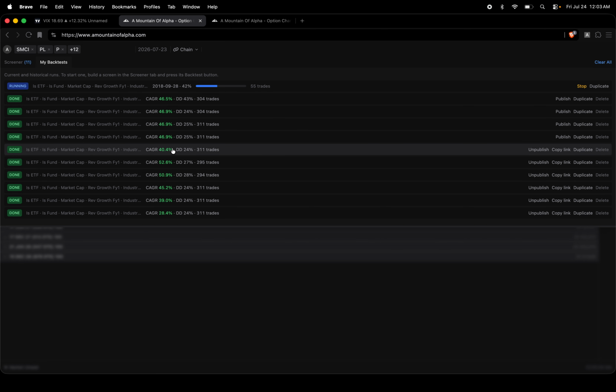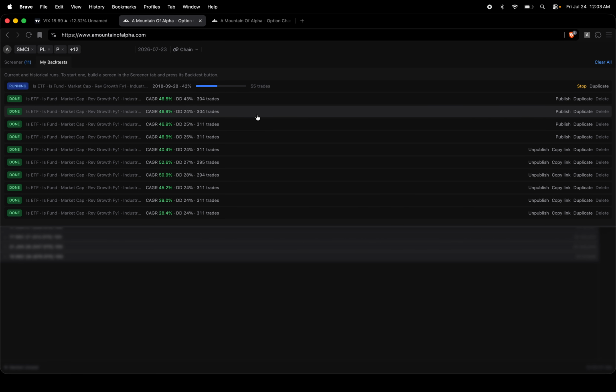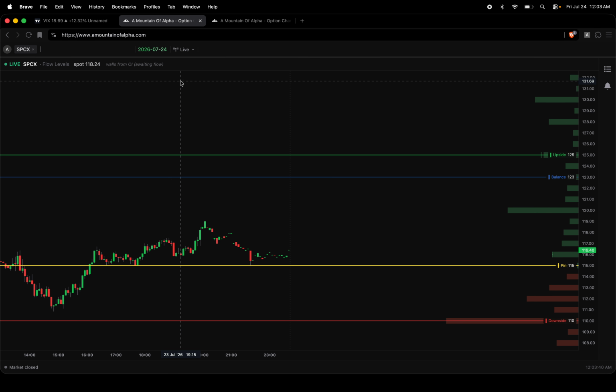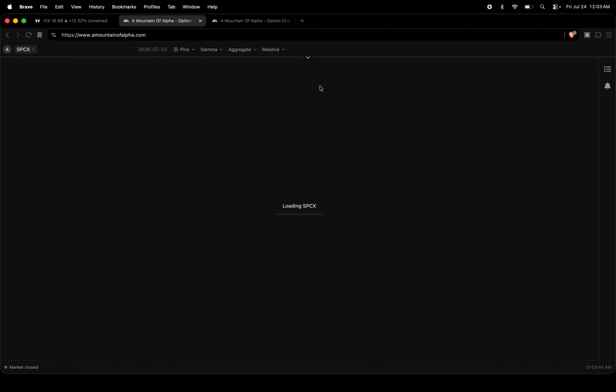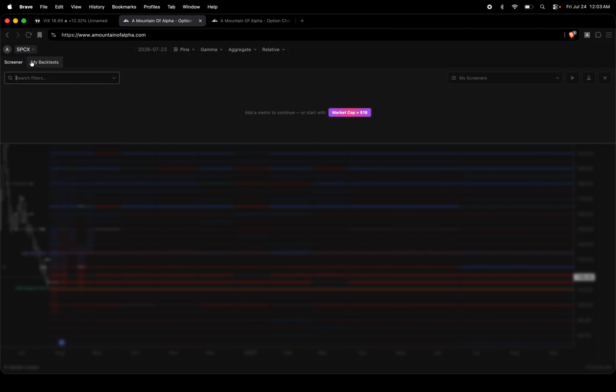Now, there is a way to reduce. Hold on, it's just a slight bug there. Oh, that's kind of weird. You can't go into the backtester in live.